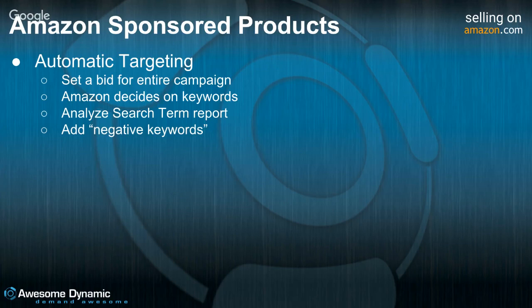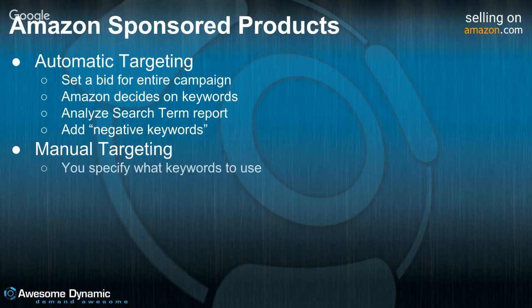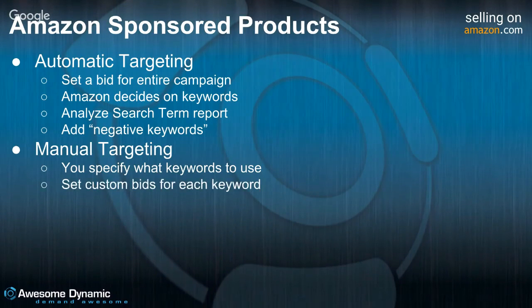So let's say someone's searching using a search term that's irrelevant to the product that you sell, then it would be a good idea to add some negative search terms so that you don't spend money on them looking and clicking on your product if they're not going to be interested whatsoever. So after you do all of that, you can start doing some manual targeting. So let's say if you know there's some specific keywords that really do relate to your product, then you can set up a manual campaign where you can specify the keywords to use. And then for each keyword, you can actually set a different custom bid.